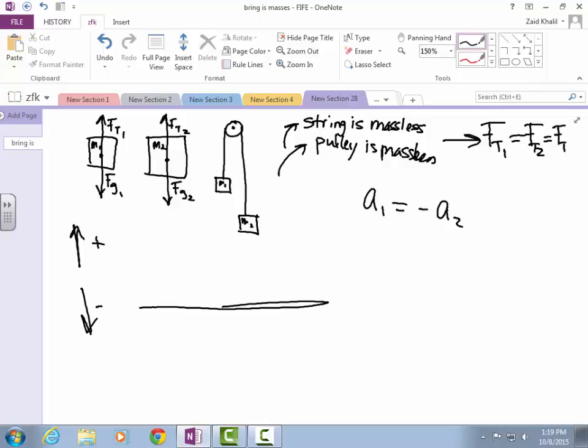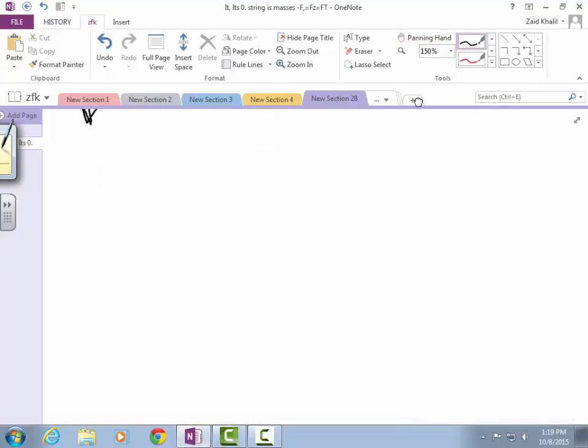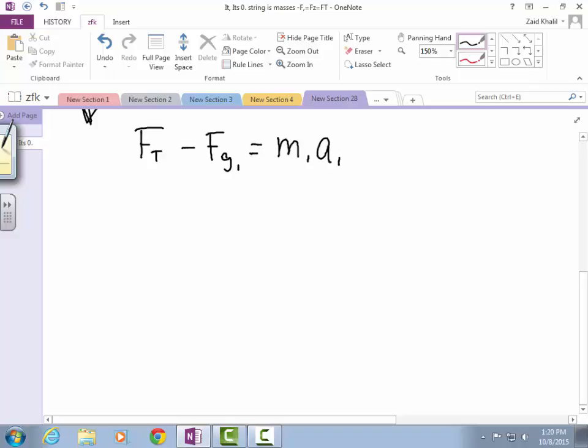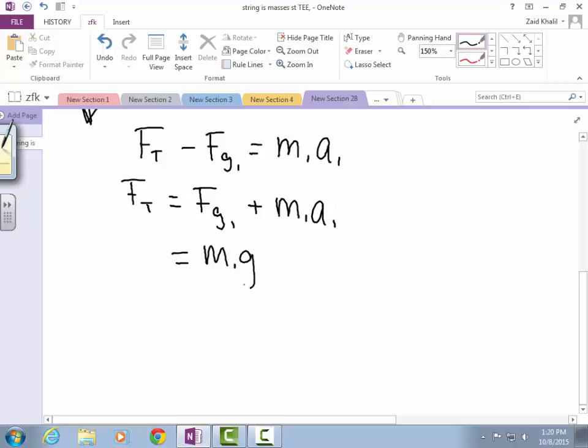Now what? Now let's solve for the tension. How do we solve for the tension? We're going to need to plug it in here. We have Ft minus Fg1 is equal to M1A1. And we have A1, correct? So Ft is equal to Fg1 plus M1A1, which is M1g plus M1 times... What's A1 equal to?